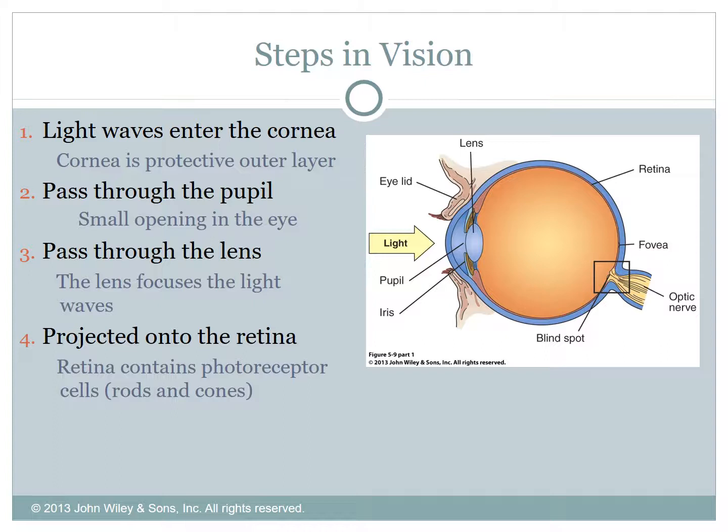This light is projected across the aqueous humor to fall upon the retina. The retina is the tissue at the back of your eyeball that contains all of your photoreceptor cells. There's two specific spots on the retina that are of particular interest. The first of these is the fovea.